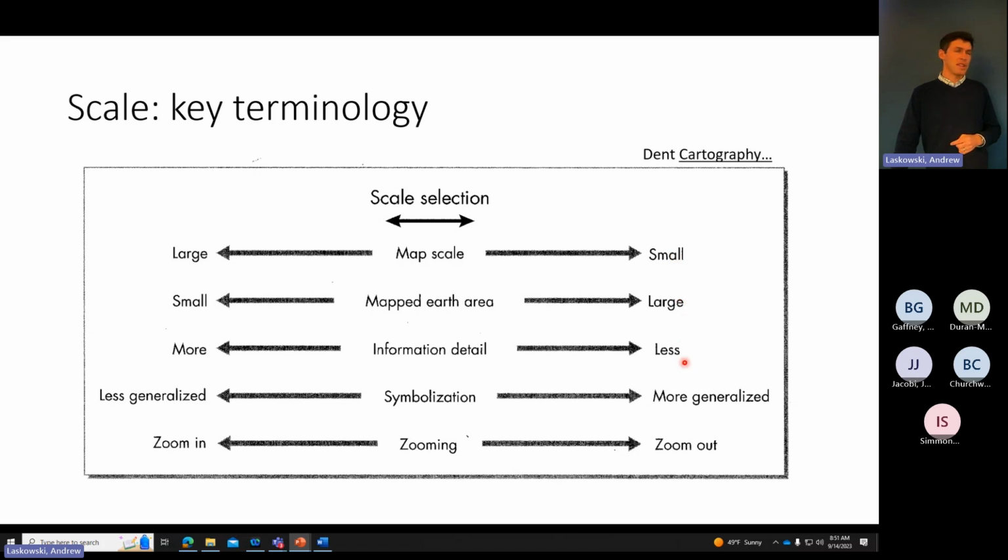We have less detail and things are going to be more generalized. We'll talk about what that term generalization means, but it just means that in general, it's general. Things on the map are less detailed because you're viewing a much larger area, and so we're kind of zooming out. The opposite of that, a large scale map, something like 1 to 1,000, is going to show a small area with more detail, and the features on the map are going to be less generalized. You're going to see all the detail that's possible.